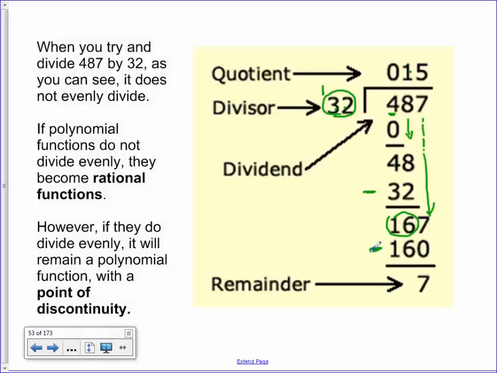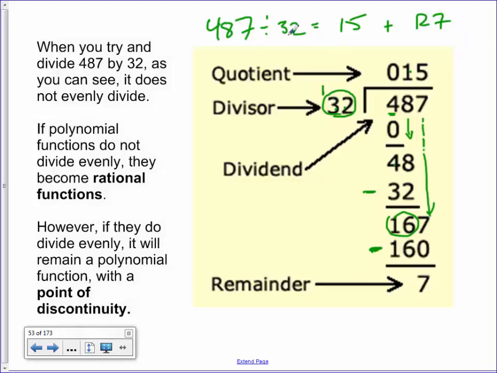And then again, we're going to subtract. It means there would have been 7 cookies left over. We call that a remainder. So long story short, if you were to take 487 and divide by 32, your answer would be 15 plus a remainder of 7.